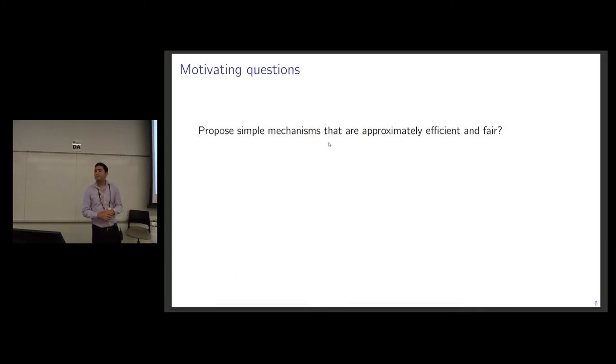So in this talk, I will try to answer the following question. Basically, can we propose simple mechanisms that are approximately efficient and approximately fair? And we're going to consider two different settings. In the first setting, we're going to let applicants list the members of the group. So for example, I'm going to say I'm in a group with Nick Arnosti. And in this setting, we will see that a mechanism that we call the group lottery is both approximately efficient and approximately fair. However, implementing this mechanism might not be feasible for all applications.